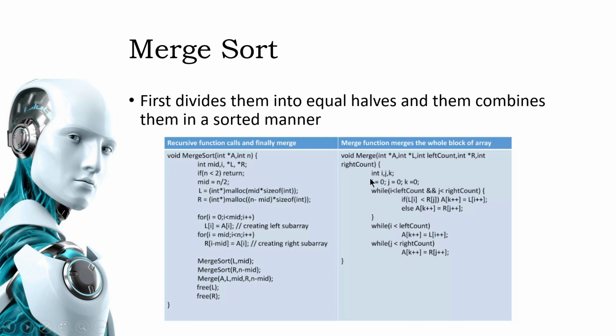Next, after calling, we initialize some integers, i, j, k, to 0, and we have written a while loop. The while loop checks whether i is less than left count and j is less than right count. Then you have to run the loop.